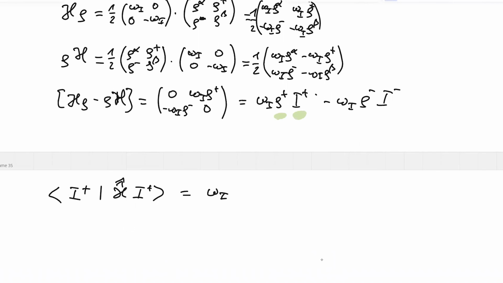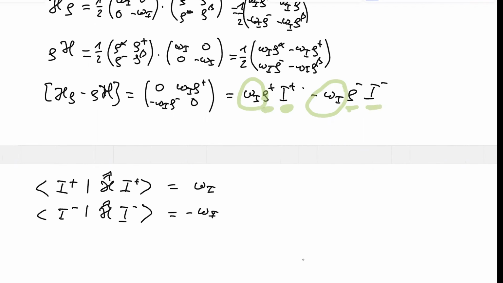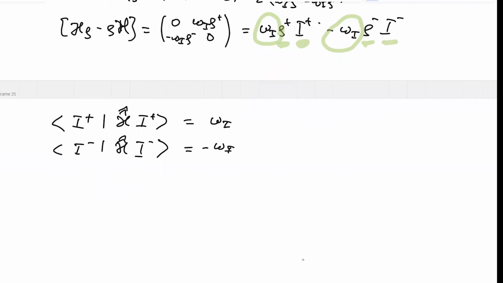This is the expectation value from I plus to I plus, and for the Hamiltonian here. And this is apparently the prefactor omega I. And the same thing, of course, holds true for rho minus, I minus, where we have minus omega I as the element. So we can also write I minus H I minus must be minus omega I. And this we can now put into the equation.